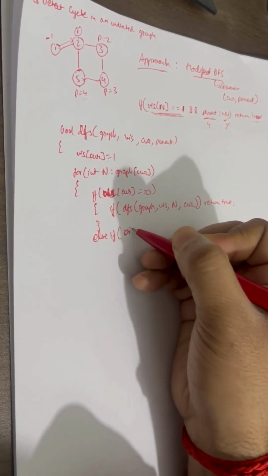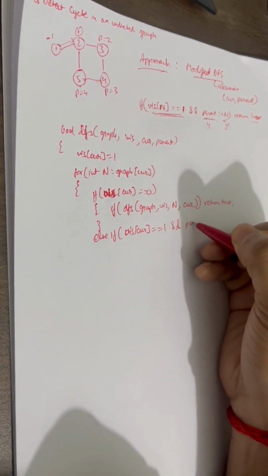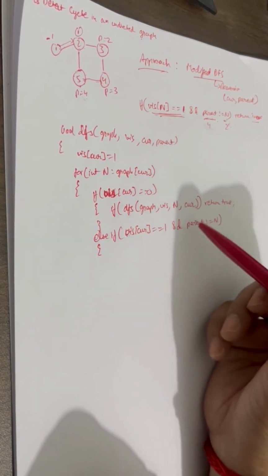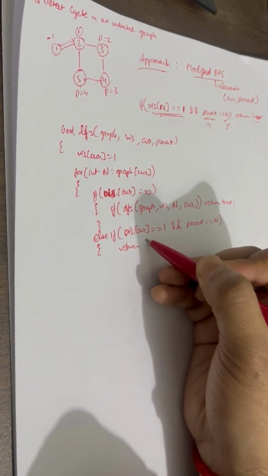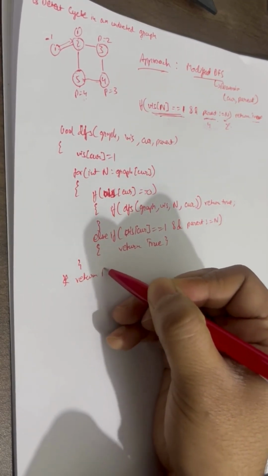Okay, so this is the case when it is not visited. Hence, if visited of the neighbor is equal to 1, meaning it has already been visited, and the parent is not equal to the neighbor, then I'll return true. And if nothing is met, then I'll return false at the end.